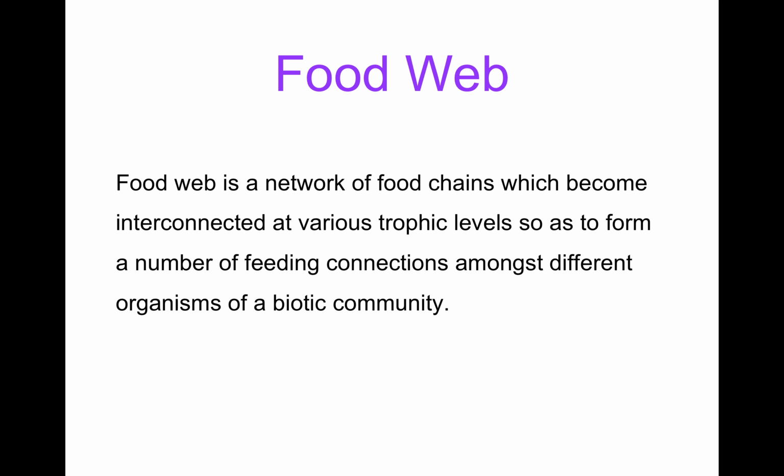In a food web, members of a particular trophic level obtain their food according to their choice and taste. But that type of facility is not present in a food chain. It means they have more alternatives for getting food.